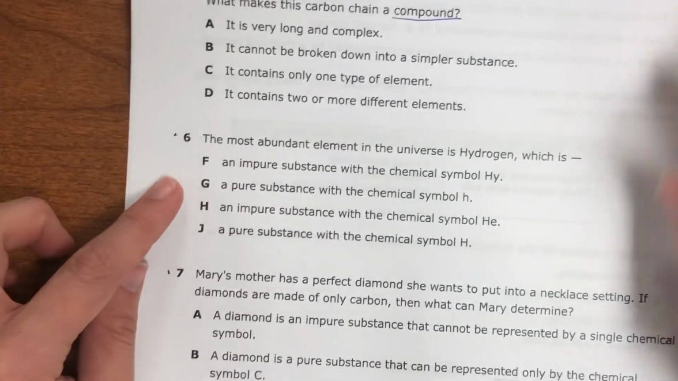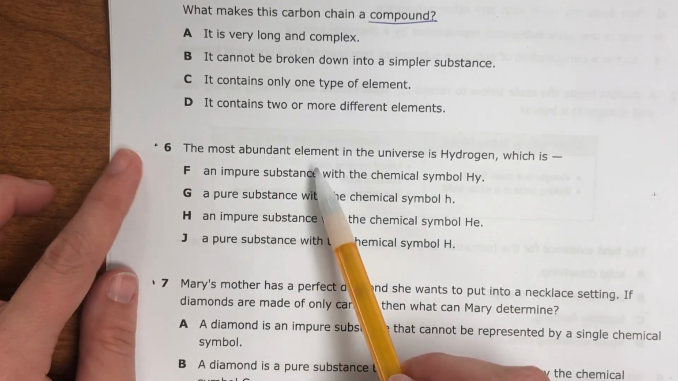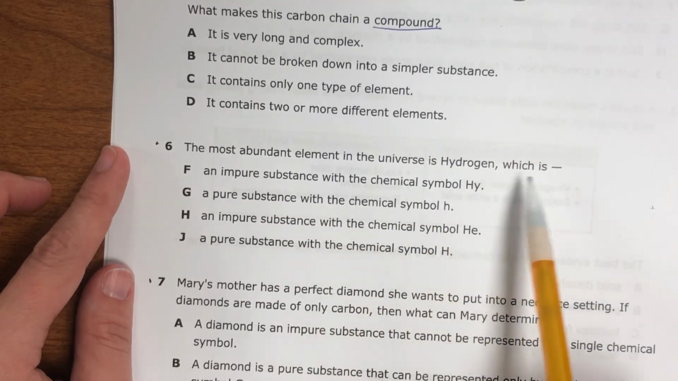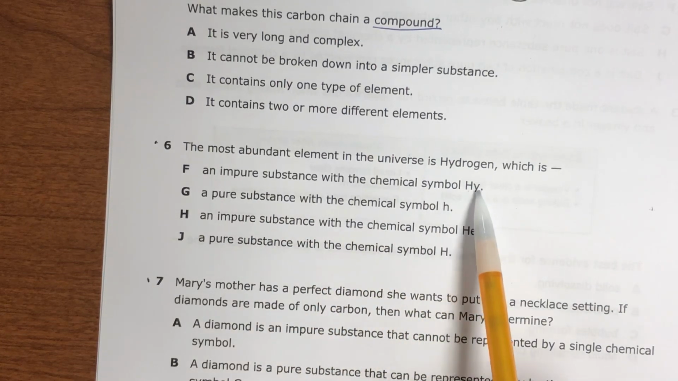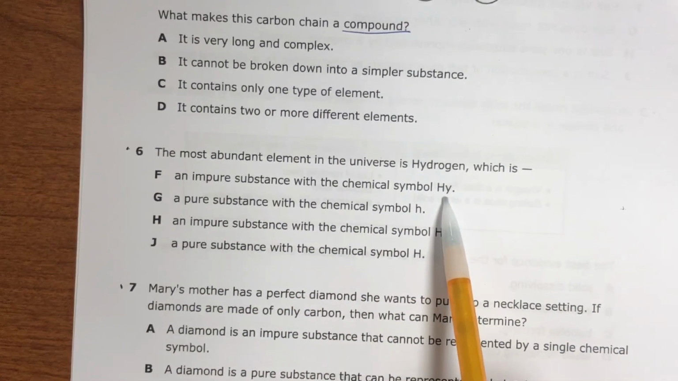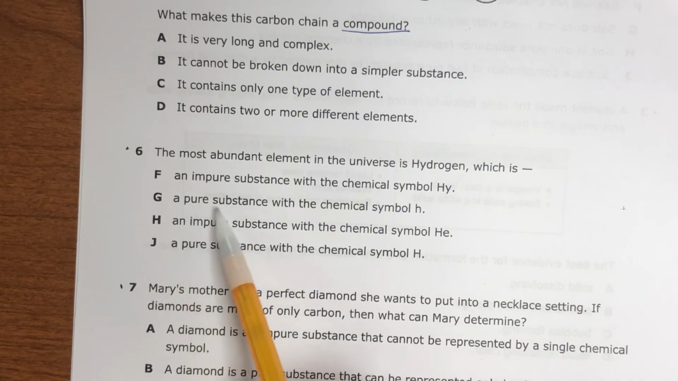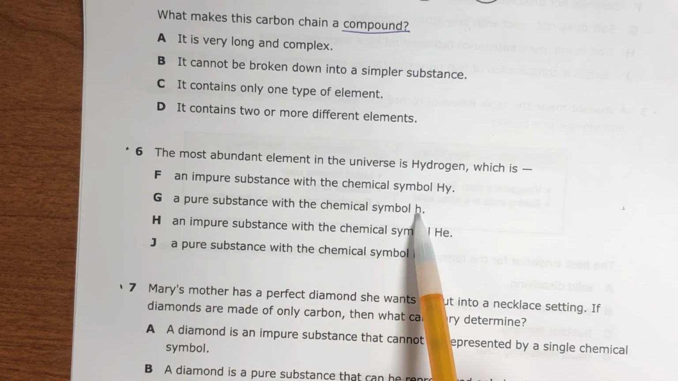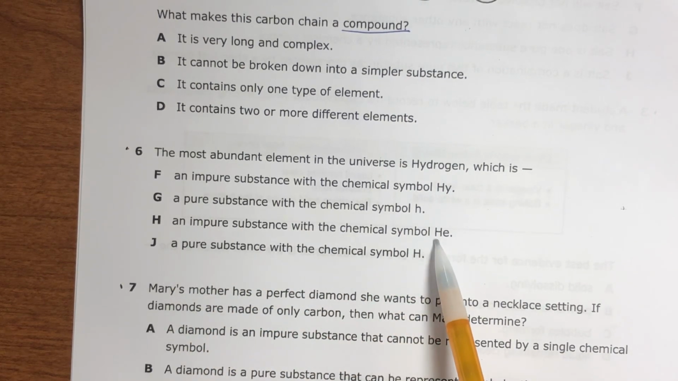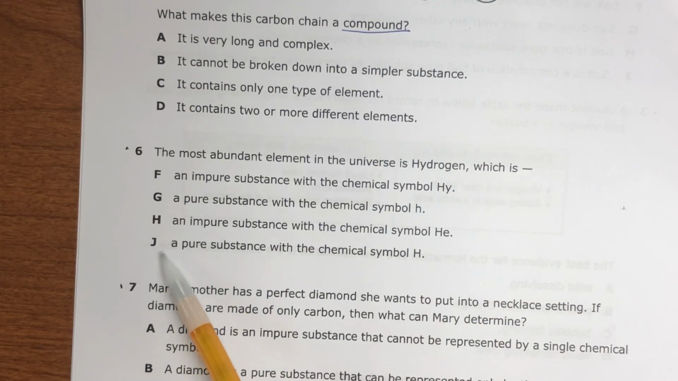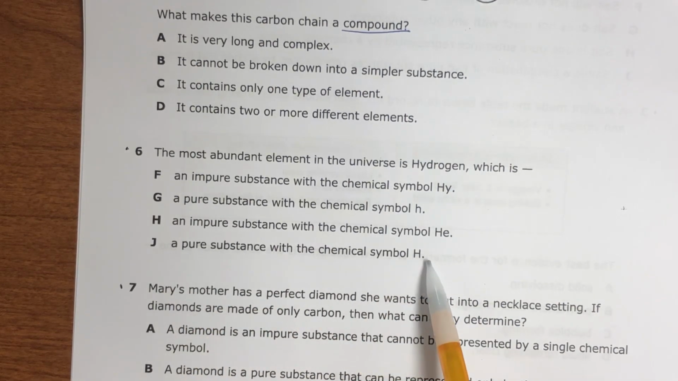Number six, the most abundant element in the universe is hydrogen, which is F, an impure substance with the chemical symbol capital H, lowercase y. G, a pure substance with the chemical symbol lowercase h. H, an impure substance with the chemical symbol capital H, lowercase e. Or J, a pure substance with the chemical symbol capital H.